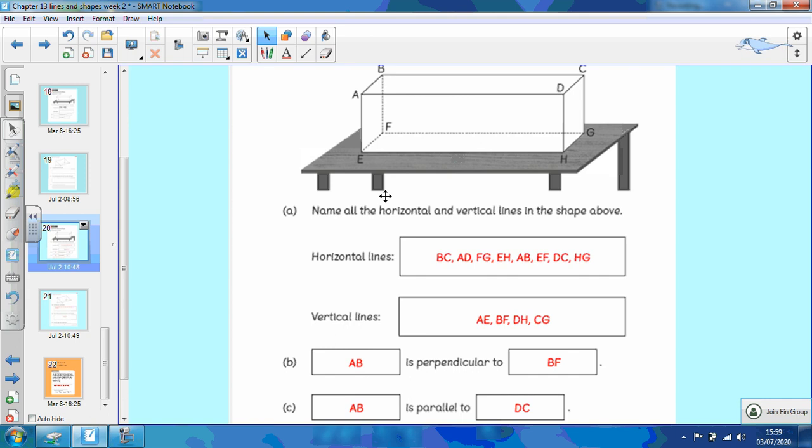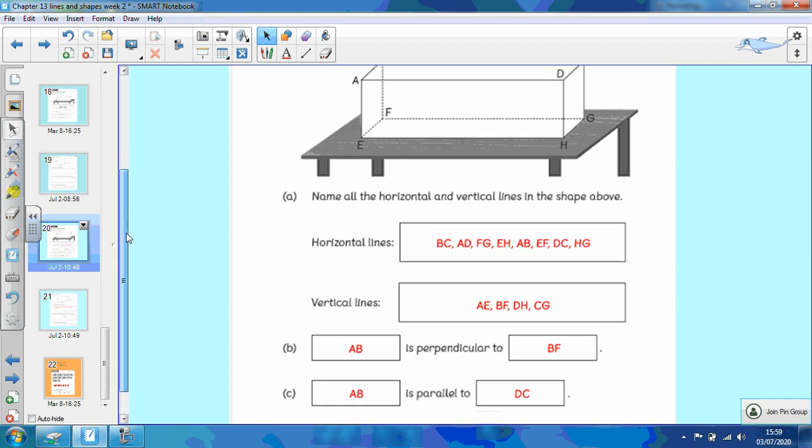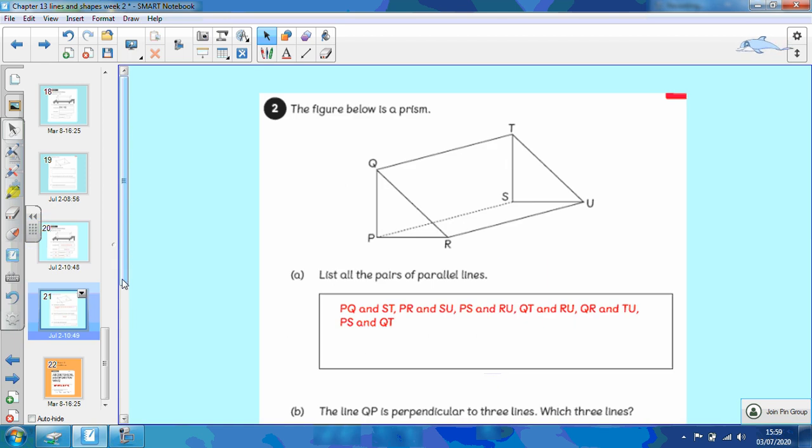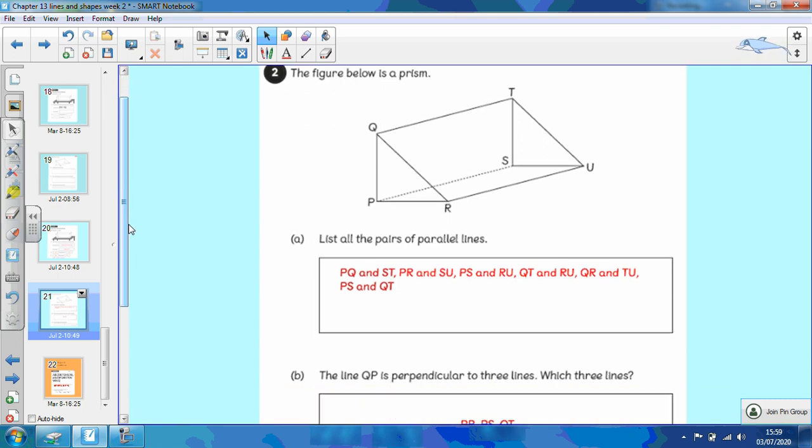Question C, AB is parallel to DC. Those lines could never meet. They are parallel. Okay, but again, lots of options, so just check with a grown-up for that one. There you go, answers may vary. And question 2, the figure below is a prism. What kind of prism do we remember? Triangular prism, good. A, list all the pairs of parallel lines.